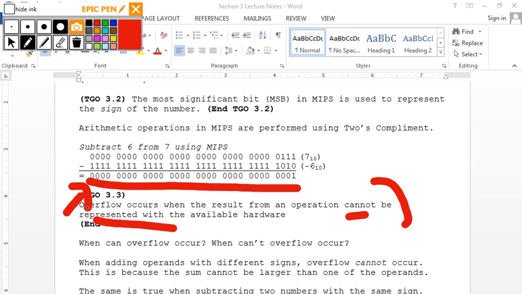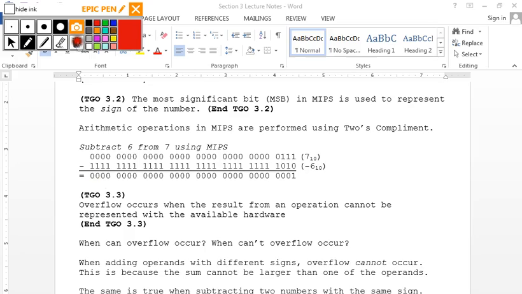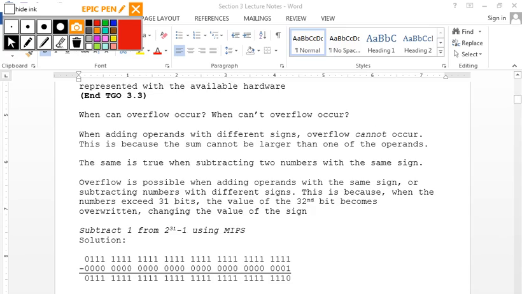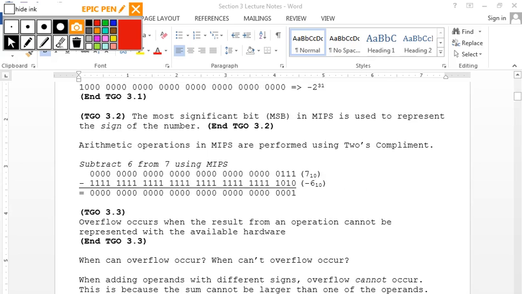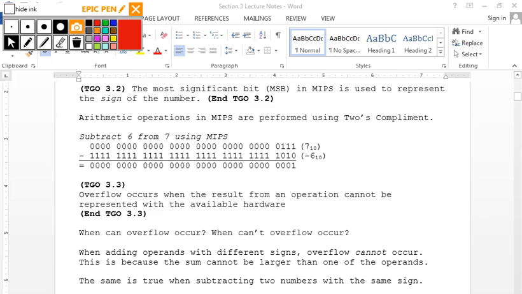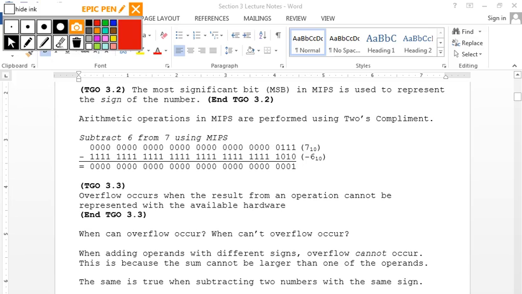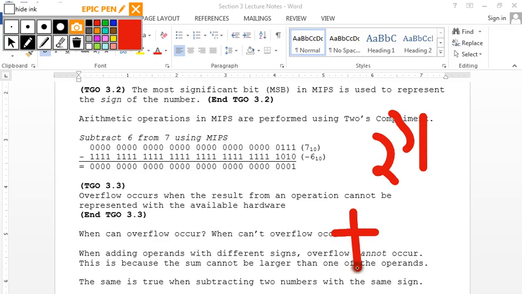If you have the most significant bit change, like I'm going to show you an example here in a second, then you have overflow. And it's only possible when you're adding operands of the same sign or subtracting values of different sign. So if you had 2 to the 31 plus 2 to the 31, that's going to be all 1's out to here and all 1's out to here, right? Then you're going to definitely get overflow. You're going to change that bit.